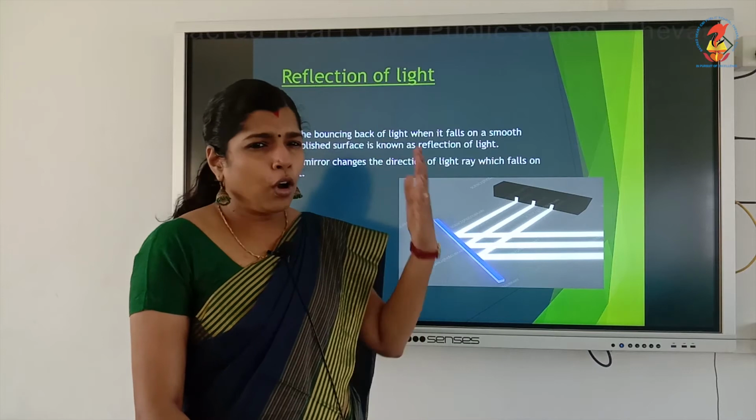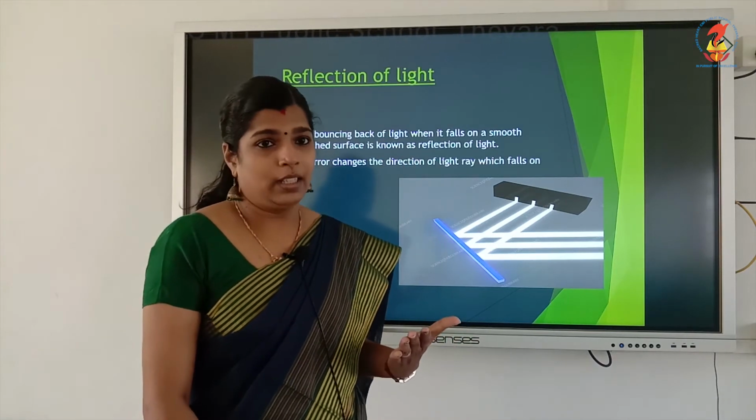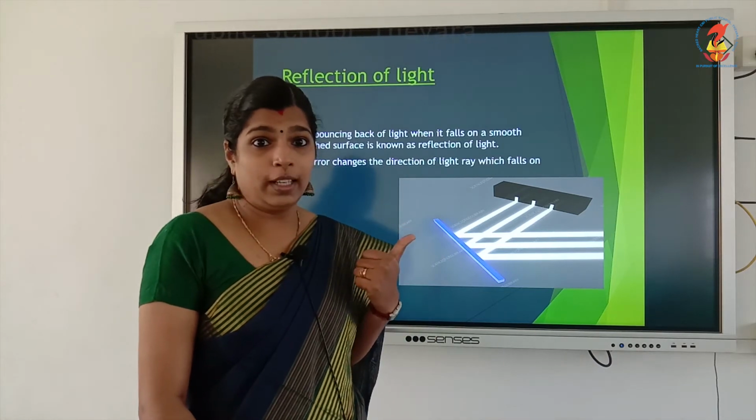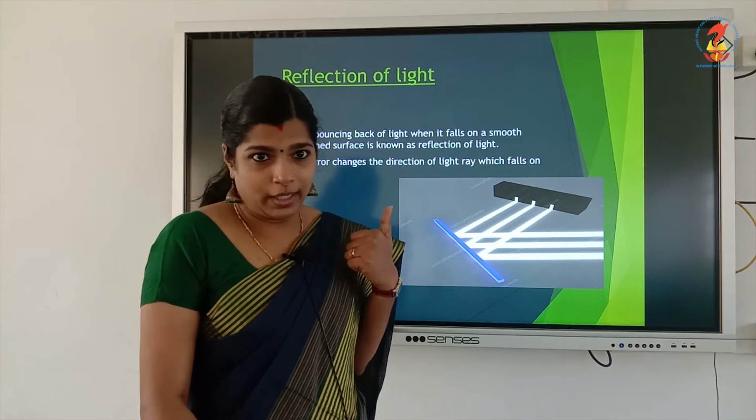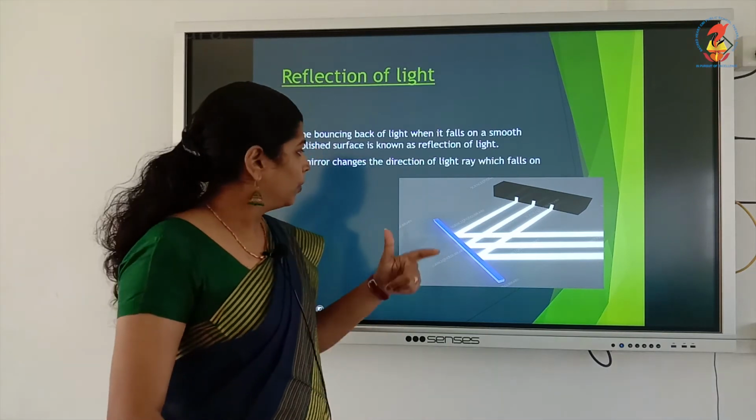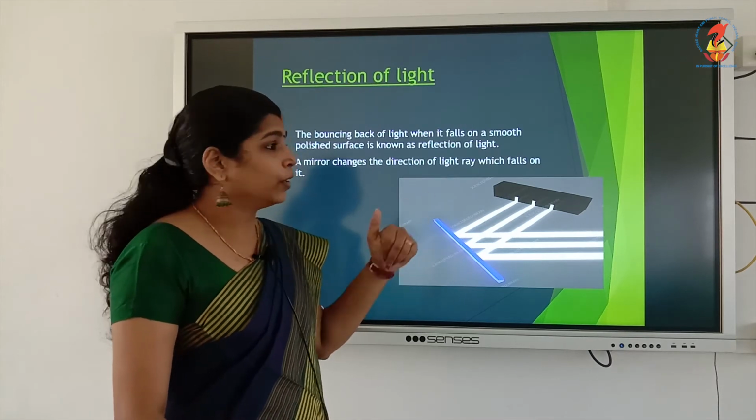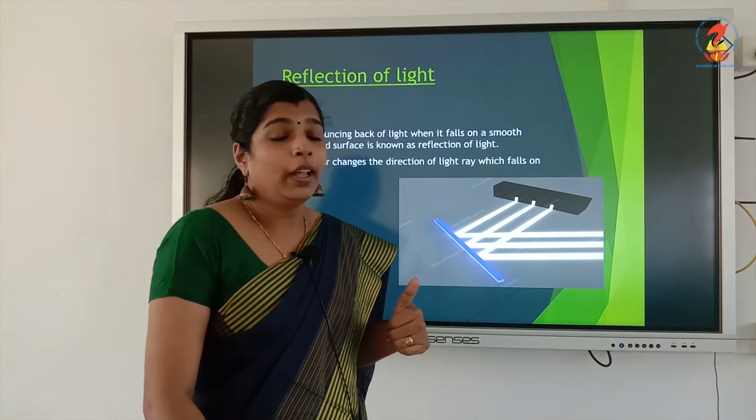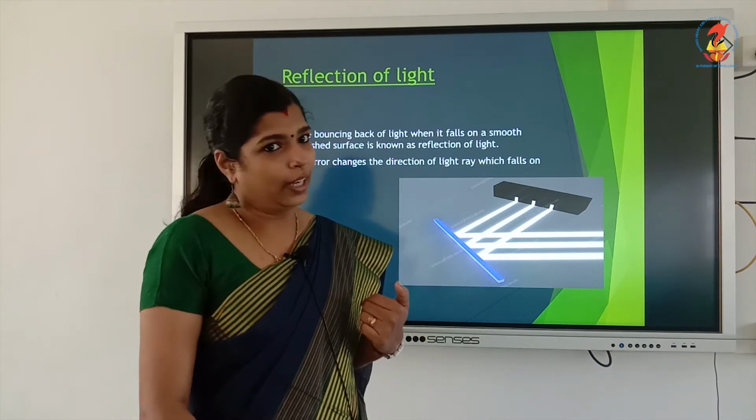So, almost all polished smooth surfaces will reflect light. A metal surface will reflect light. Water will reflect light. Ice will reflect light. Here we are using a mirror. A mirror will reflect the light, or a mirror will change the direction of the light.